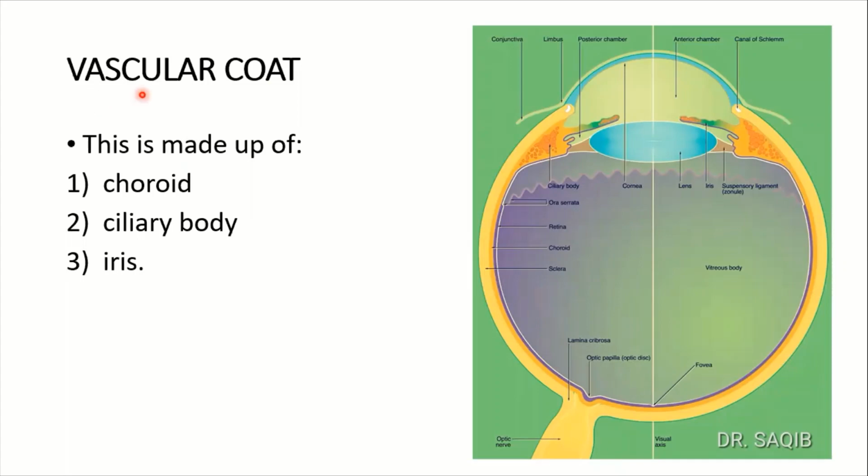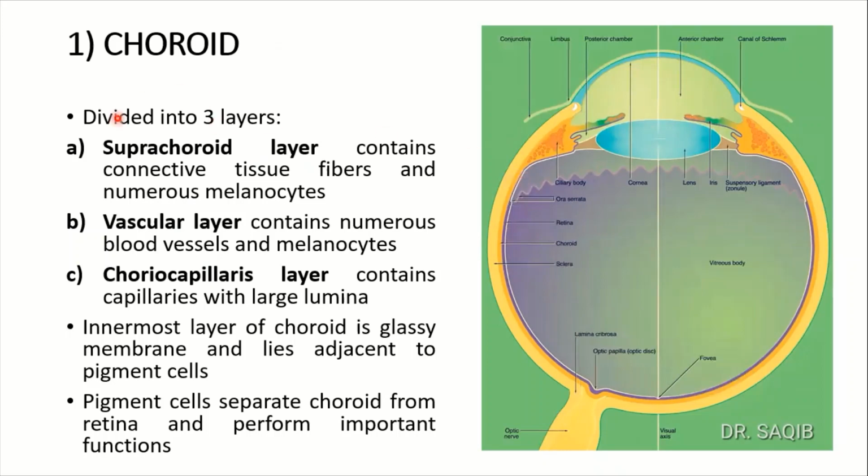So now the very important vascular coat. This is made up of choroid, ciliary body, and iris. Told you already. This is choroid. This is the ciliary body, and this is the iris. So choroid is divided into 3 layers. First layer is the suprachoroid layer. It contains connective tissue fibers and numerous melanocytes. Vascular layer contains numerous blood vessels and melanocytes, and choriocapillaries layer contains capillaries with large lumina. Innermost layer of choroid is the glassy membrane and lies adjacent to the pigment cells.